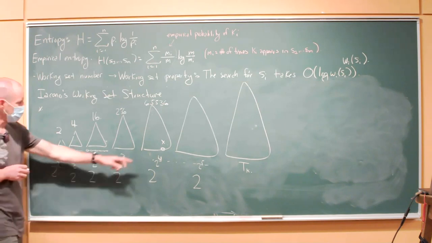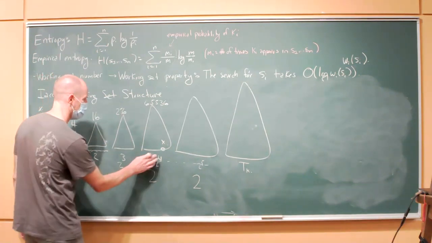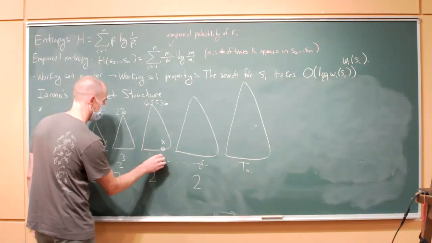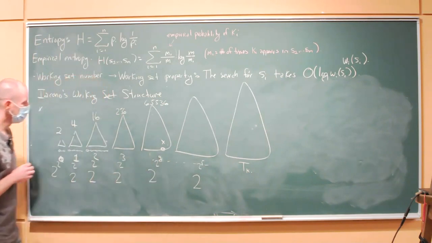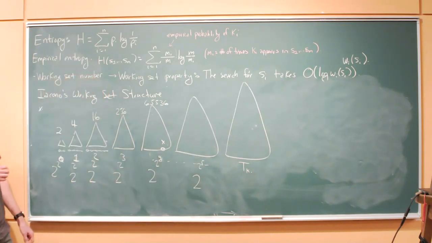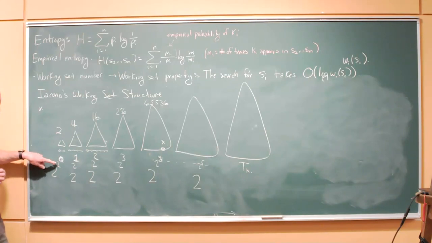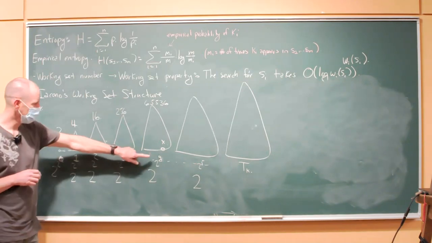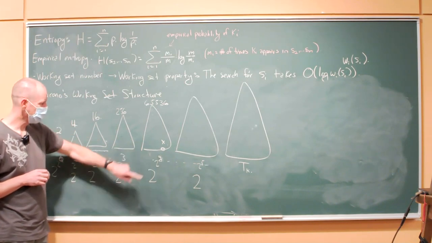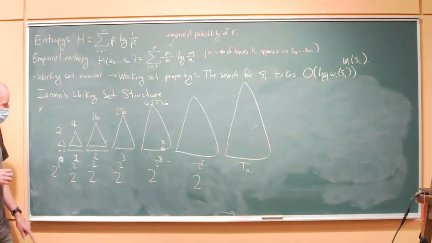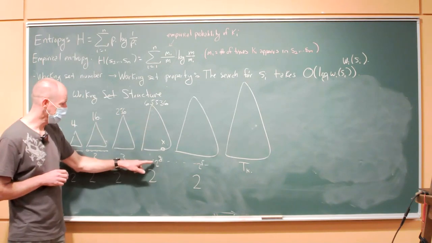So if I find that in structure, let's say group G, then the time that takes is 2 to the 0, so log of the size of this thing, which is just 2 to the 0, plus log of the size of this thing, which is 2 to the 1, 2 to the 2, and so on, up to 2 to the g. So that's how long it takes me to find this thing.